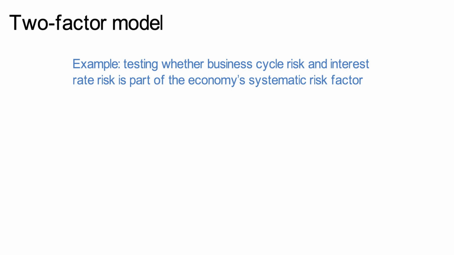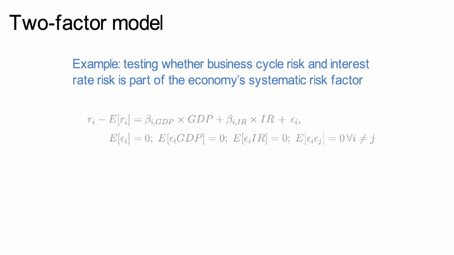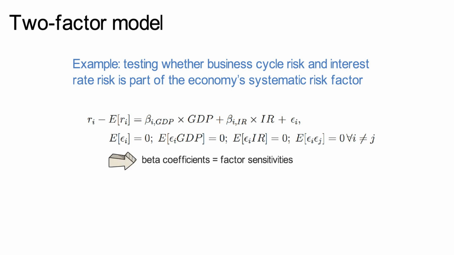The respective two-factor model for asset i would read as follows. Note that both beta coefficients in that last equation are also called factor sensitivities.